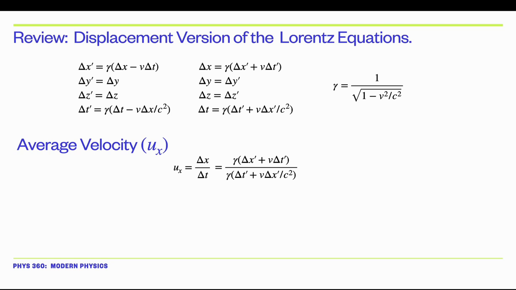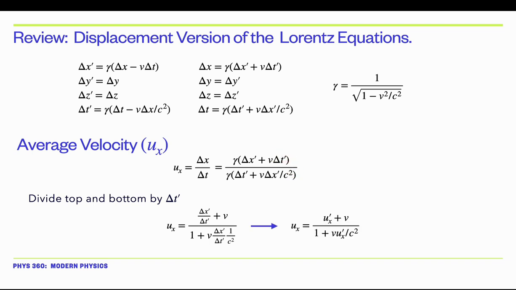So for delta x, we'll take this equation and plug it in. For delta t, we'll take this one and plug it in. Notice that the gammas are going to cancel out. If we divide the top and the bottom of each by delta t prime, we'll have delta x prime over delta t prime. This delta t prime will just go away when we're dividing through by it. We've got a gamma that's gone away. This delta t prime goes to 1. And then this delta x prime will be delta x prime over delta t prime. So we're just dividing top and bottom by delta t prime there.